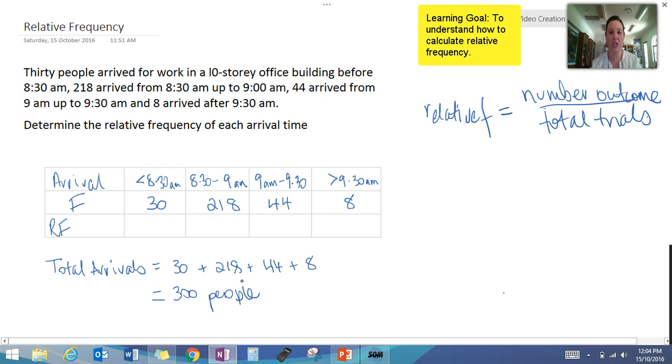So now that I know that, I have all my information to be able to calculate each of my relative frequencies. So for the first one, we should be writing down our formula if we're showing our understanding. So relative frequency equals arrivals before 8:30 over the total frequency that we have altogether, and we already calculated that to be 300 people.